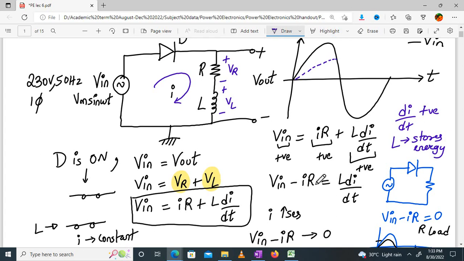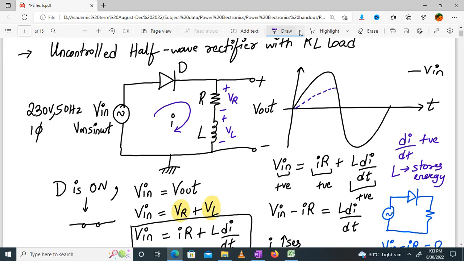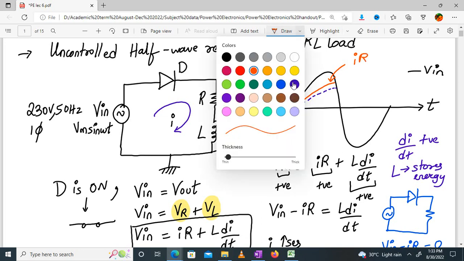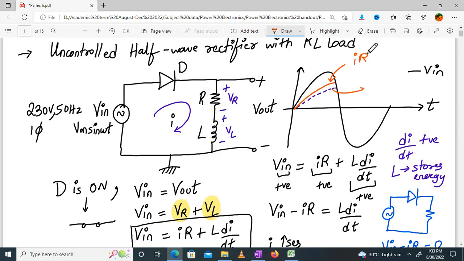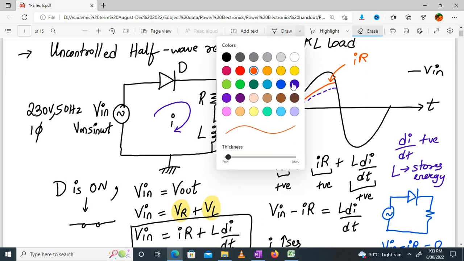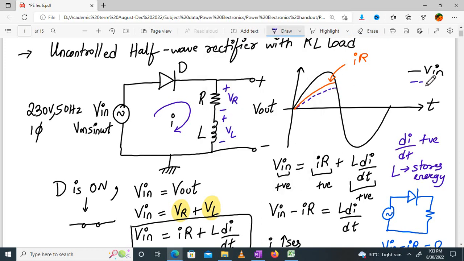Okay? Fine. Now let me draw another picture, in orange color, IR. So IR also will follow the same wave shape as I. This dotted line waveform is I, the current flowing in the circuit. Let me draw IR. IR also will follow the same nature. Why? Because it is a resistor. So this component over here is IR. And what about this one, the earlier one? This dotted line was I.